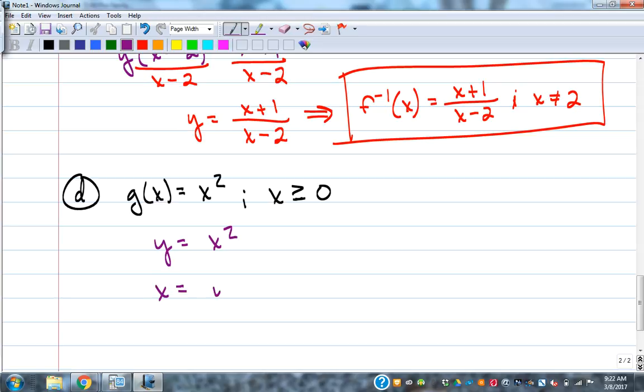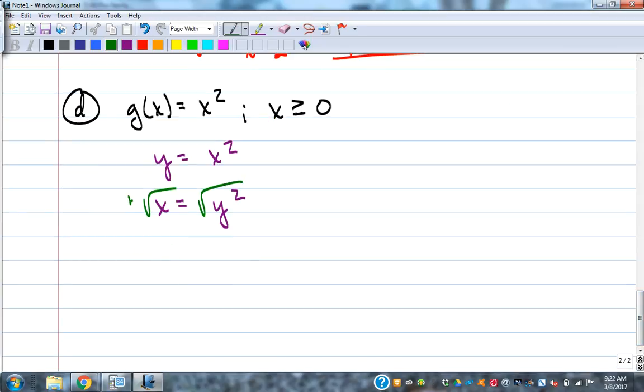Swap it. This one's quick. How do we get y by itself? Now, here's what we got to be careful of. Which side of that do we keep? The positive or the negative? Why positive? All right, so what are the y values like when x is greater than or equal to 0? They're positive as well for x squared. So only the positive side of that.